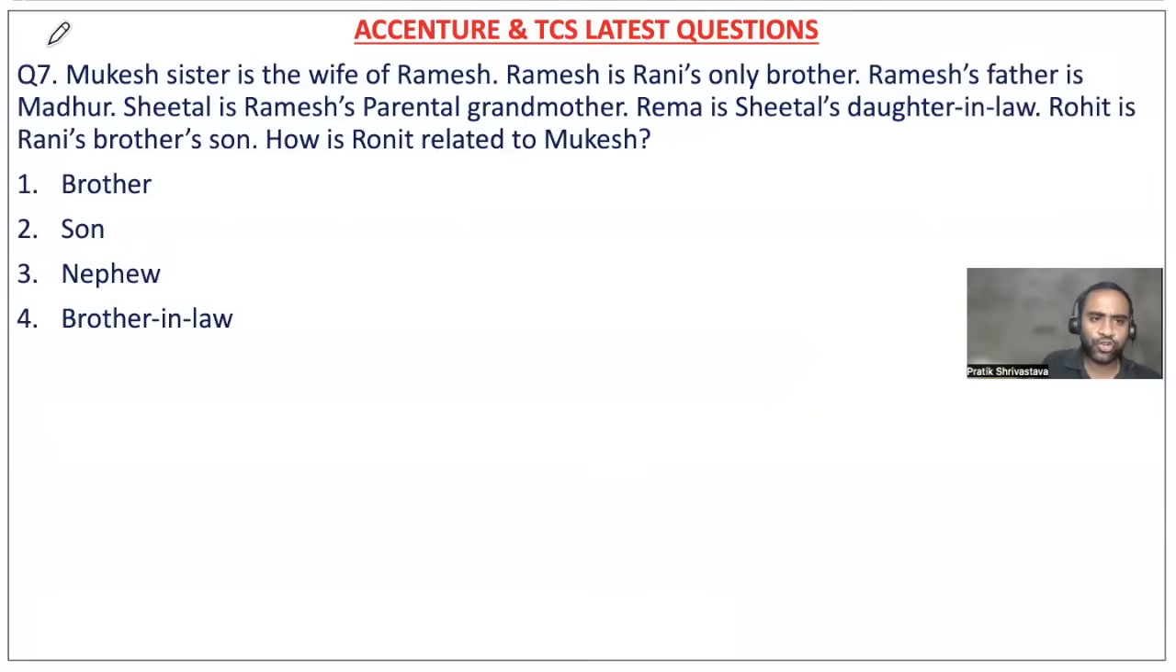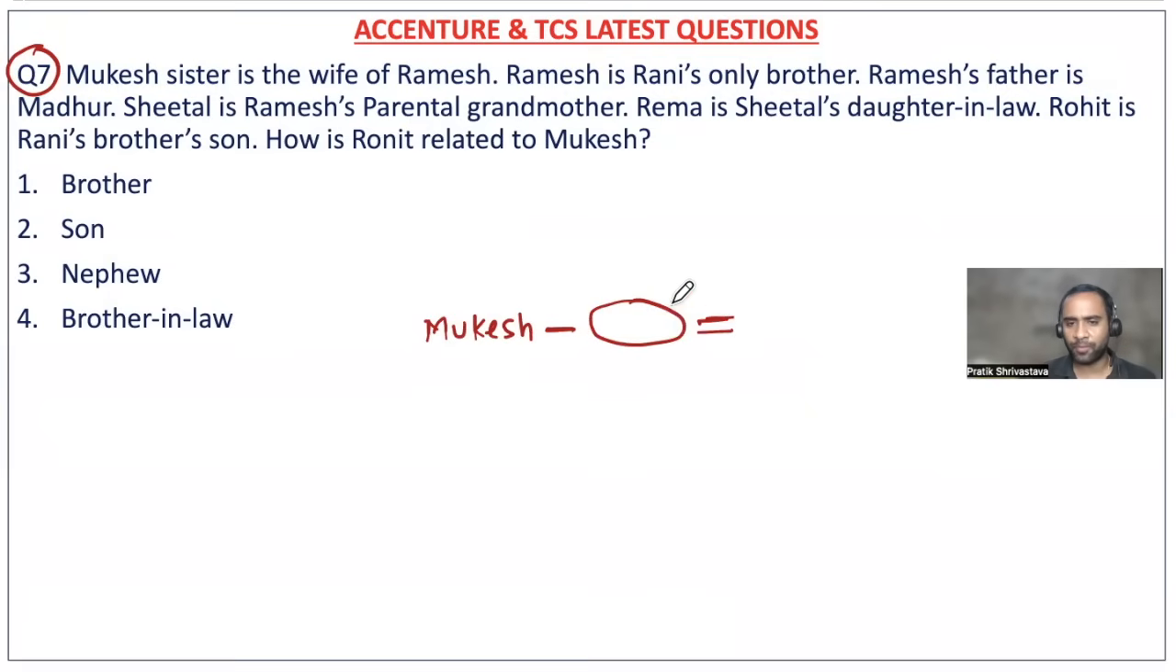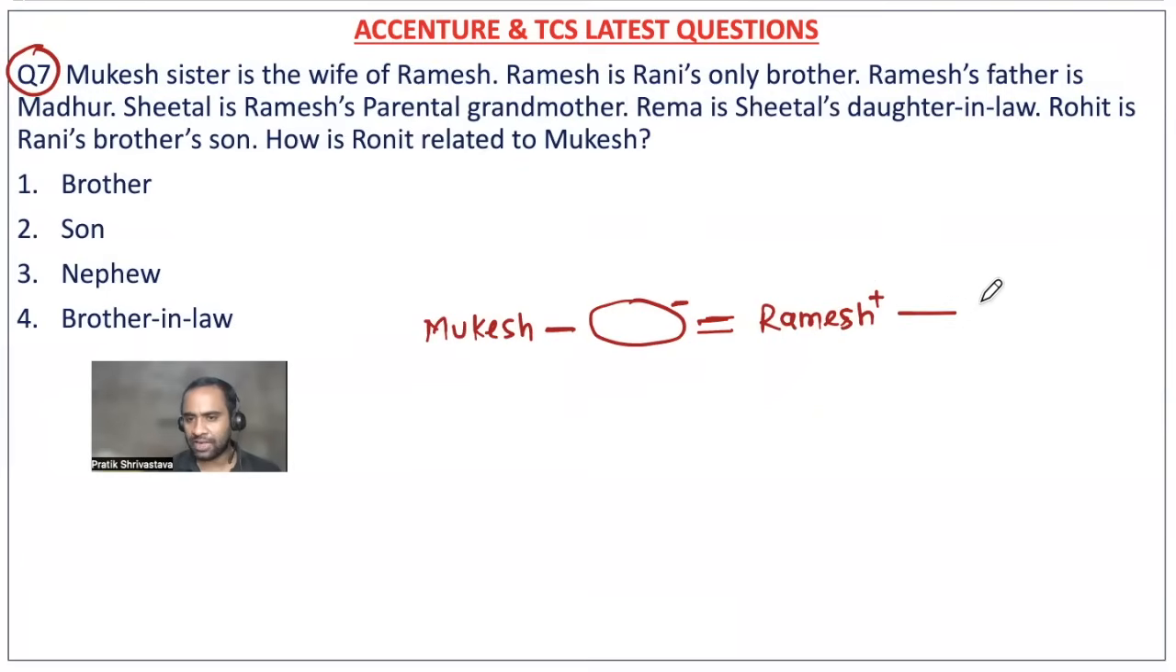Next, question number 7. Mukesh's sister is the wife of Ramesh. Mukesh's sister's name is not given. So Mukesh's sister is the wife of Ramesh. Very good, no problem. Ramesh is Rani's only brother. So Rani has only one brother, and he is Ramesh.